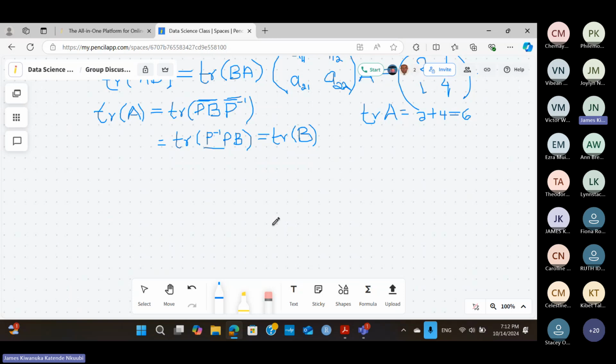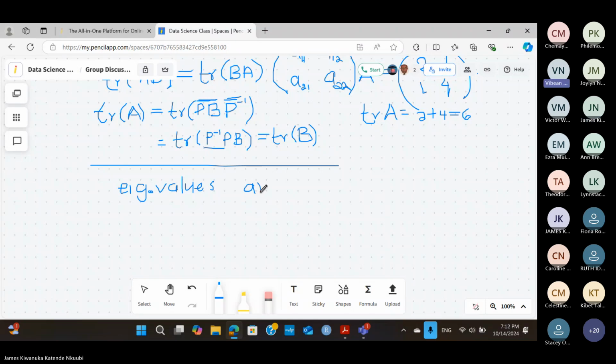So the next thing we said again, if two matrices are similar, they have the same eigenvalues. The eigenvalues of A, this is just shorthand for eigenvalues. I'm a bit lazy. So we claim that the eigenvalues are the same.